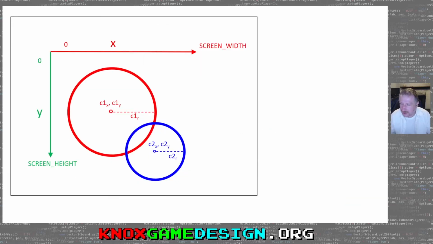There's probably a way to calculate that, but I didn't look into it. Okay, so here's our two circles. They both have a center point. The first circle has a center point of C1x, C1y, and a radius of C1r. The second circle has a center point of C2x, C2y, and a radius of C2r.